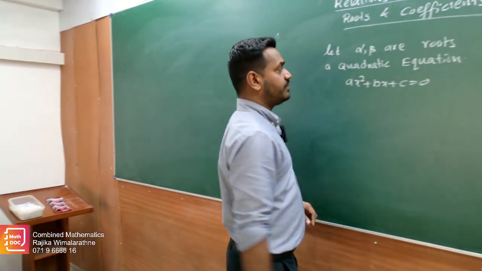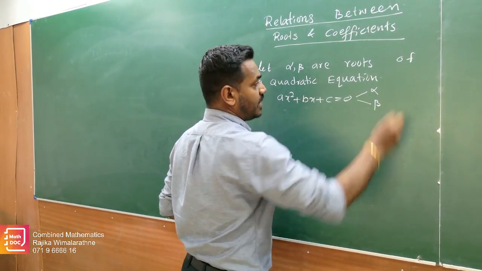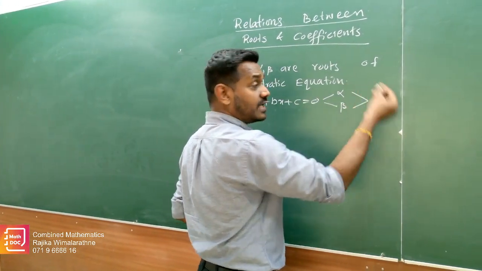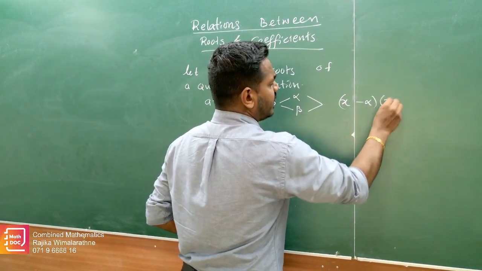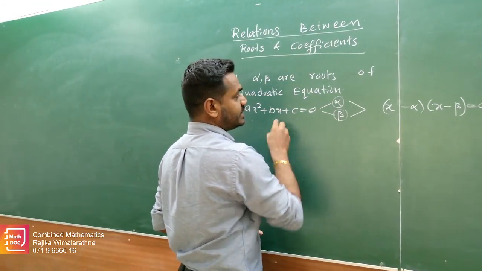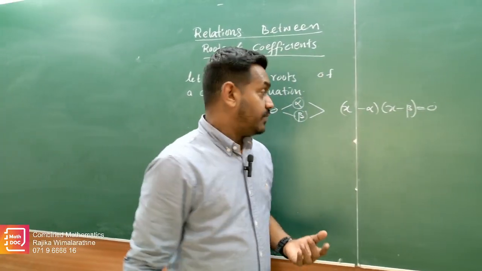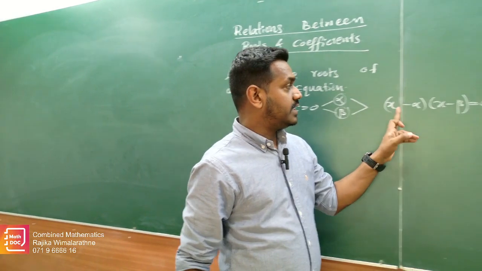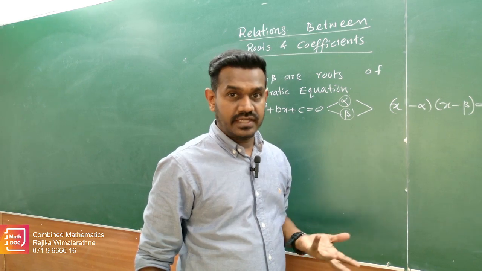Okay, now ax squared plus bx plus c equals 0, roots alpha, beta. If the roots are alpha, beta, we can rewrite this equation in factor form: x minus alpha times x minus beta equals 0. Here the same solutions, alpha and beta, we can obtain for x minus alpha times x minus beta equals 0. But when you consider the x square coefficient here, it is a, but here the x square coefficient is 1. Therefore solutions are same but equations are different, no?